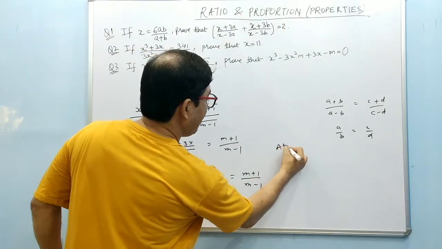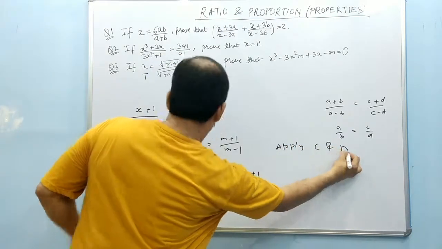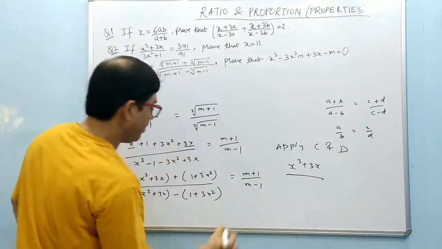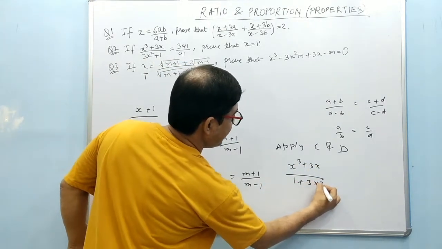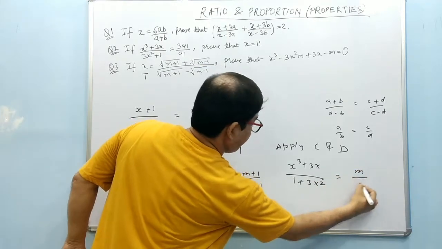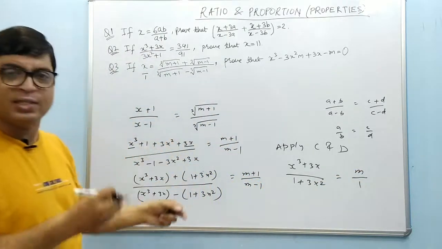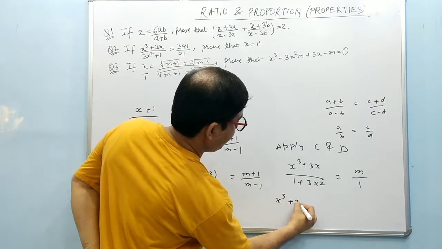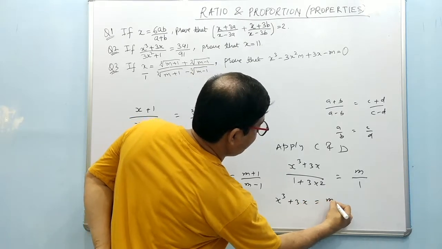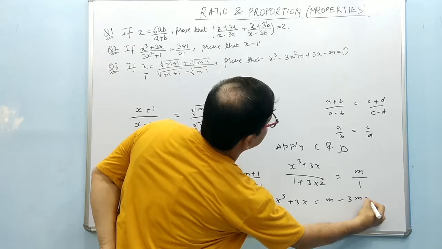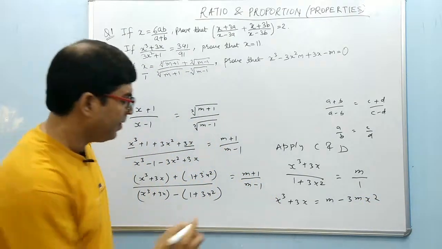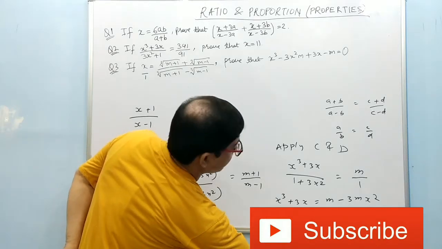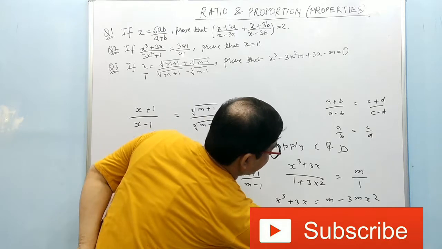On applying C and D again, it will give us a, that is x cube plus 3x, by b, that is 1 plus 3x square, is equal to a by b. So you just multiply the thing, it is coming out to be x cube plus 3x is equal to m minus 3mx square. You just bring that to one side, so it will be x cube minus 3mx square plus 3x minus m equal to 0.